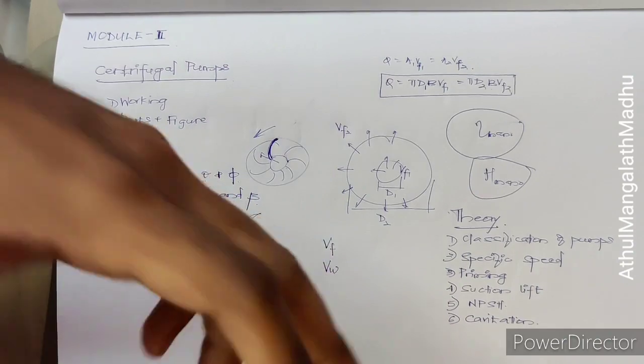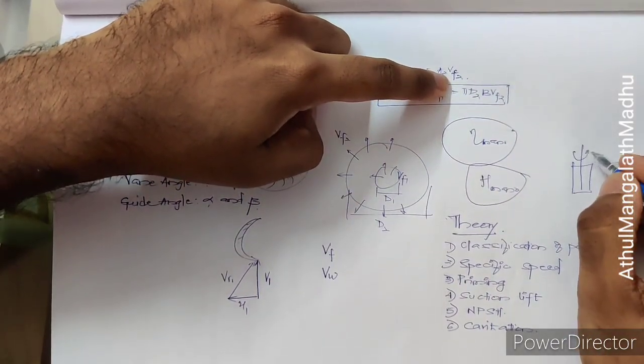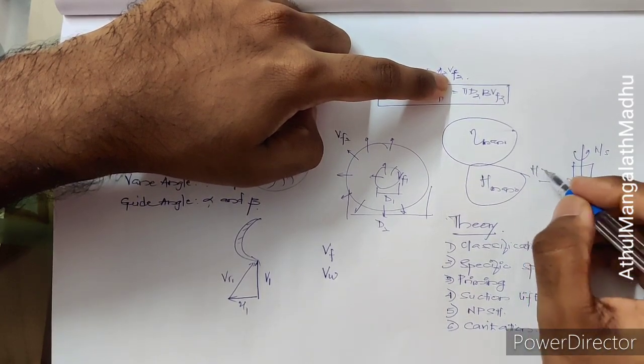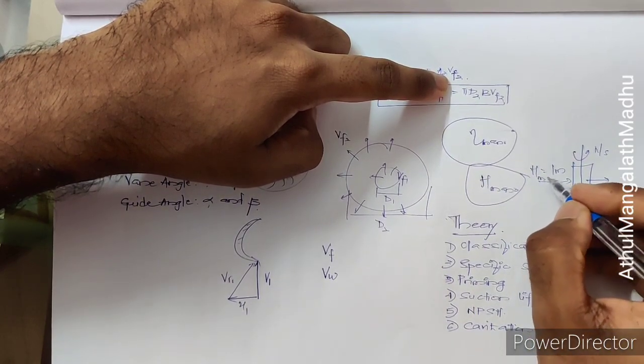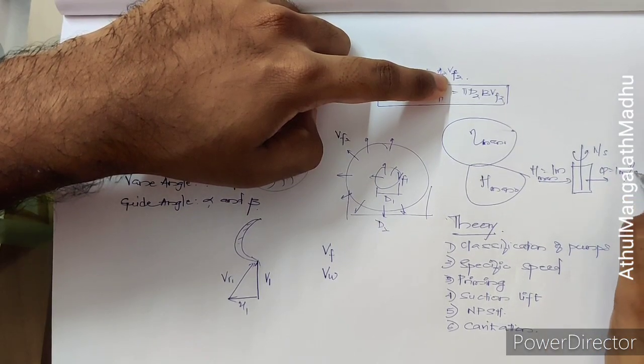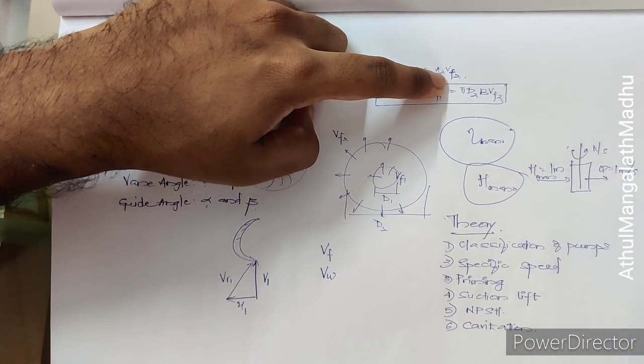Then the specific speed. In the case of specific speed, if you have a pump, the pump will be rotating with the speed of Ns. It will be working under a head of 1 meter, manometric. This is a manometric head of 1 meter, and it will be giving a discharge of 1 meter cube per second. That corresponding speed is called the specific speed of a centrifugal pump.